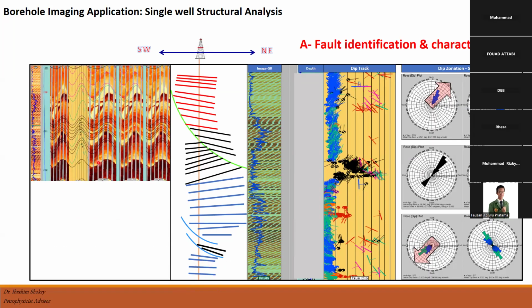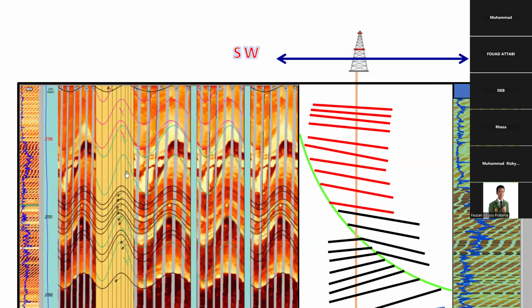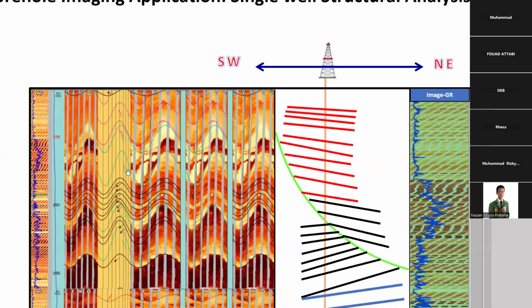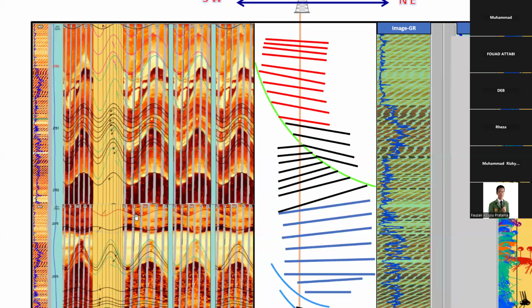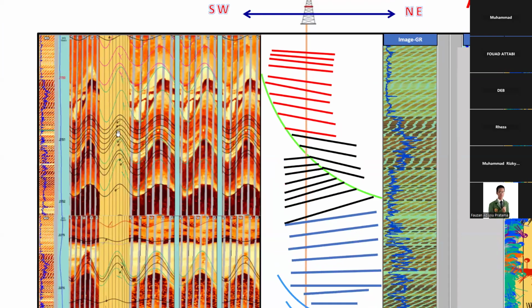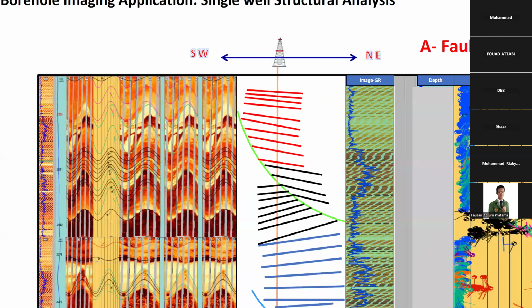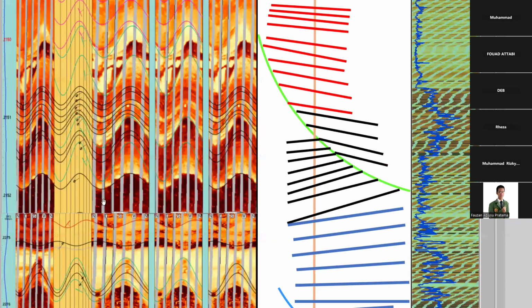Okay, and as we can see, this major fault, can you see this? This major fault comes with some sort of juxtaposition and some deformation on its plane. Okay.